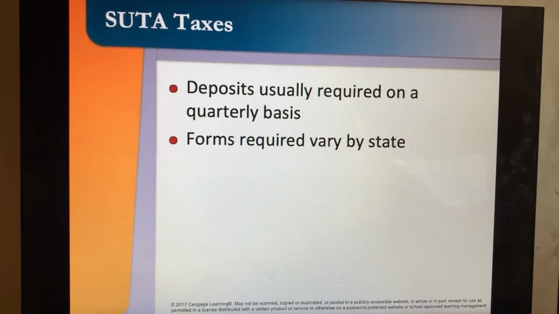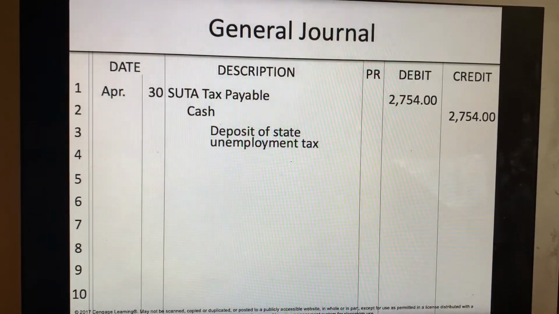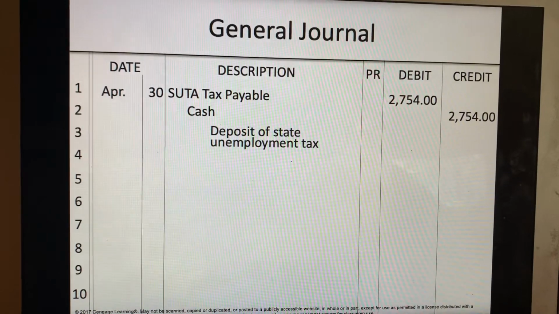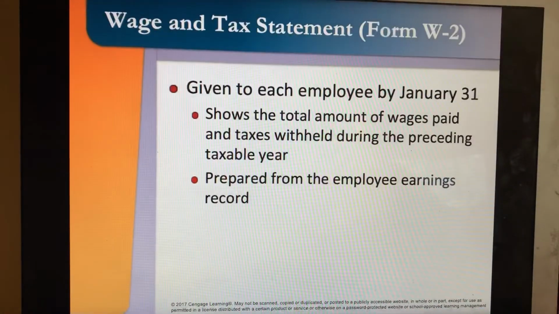SUTA taxes, deposits usually required on a quarterly basis. Forms required vary by state. So take a look at how it is in your particular state if you do have a small business. SUTA Tax Payable 2754, and that's debited out of the payable account, and we're paying cash on that transaction.